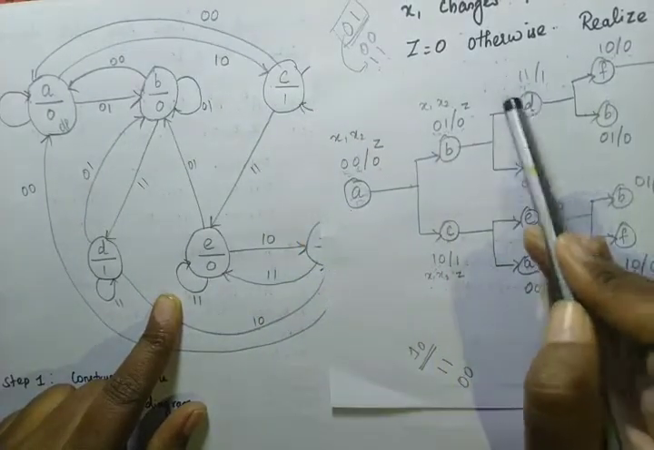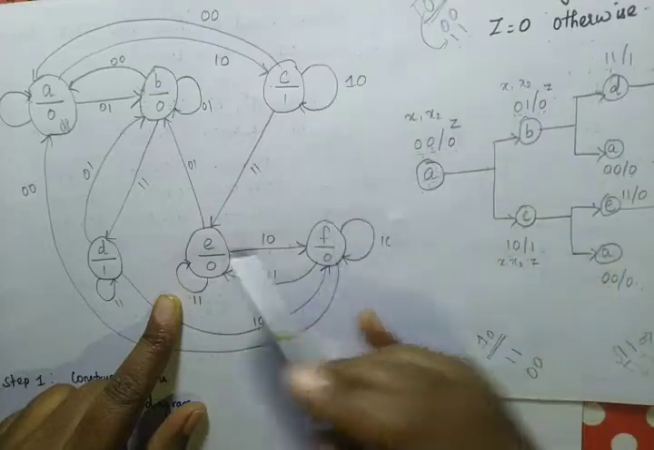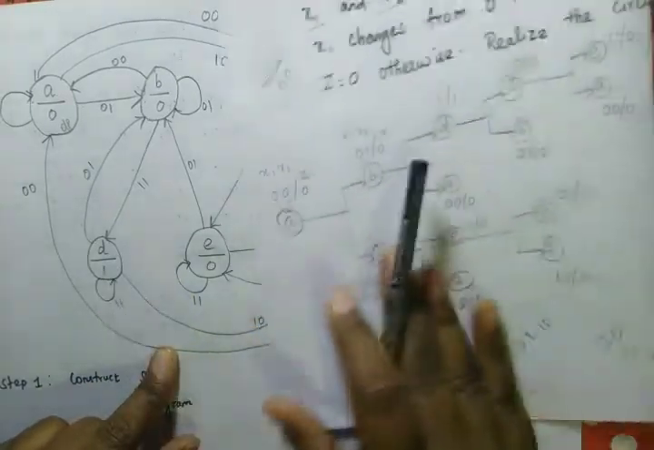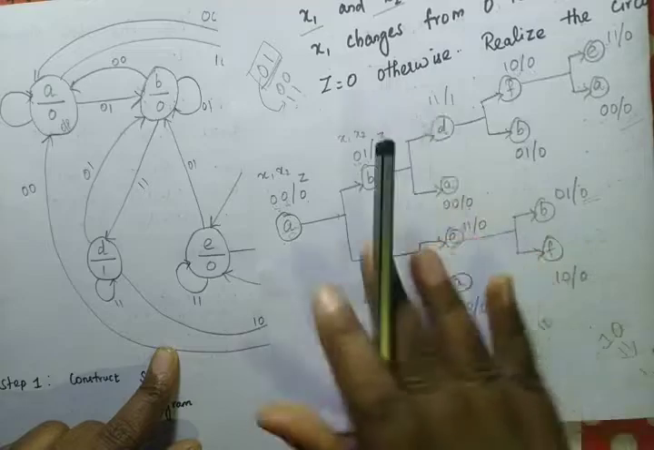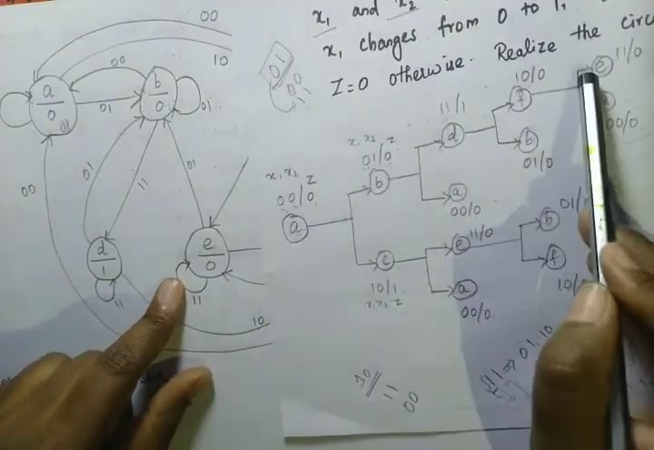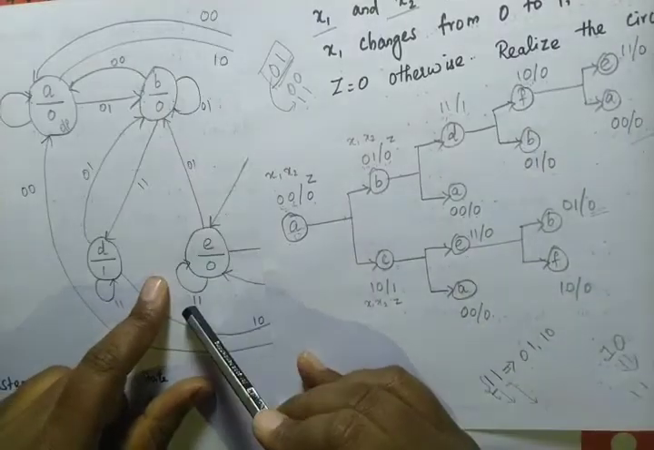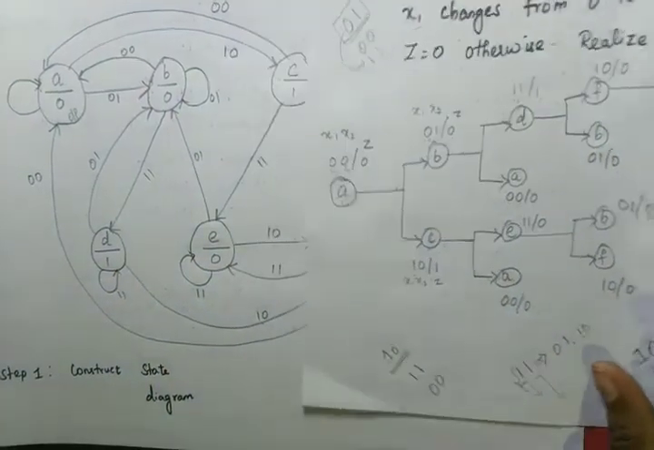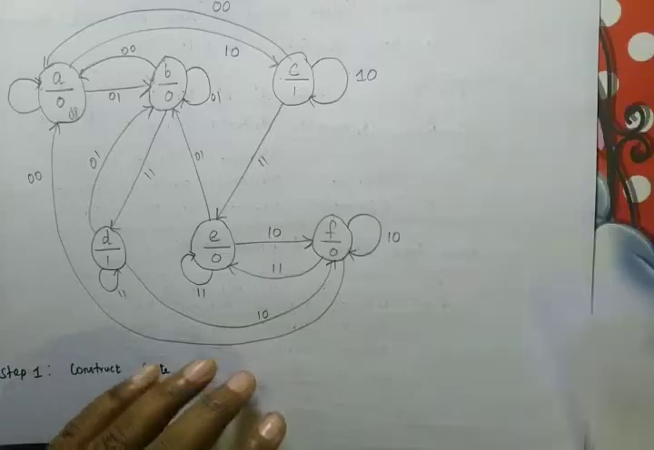Then D remains in the same state when it is 1 1. F remains in the same state when it is 1 0. Then E remains in the same state when it is 1 1. So this is how we have to draw the state diagram.